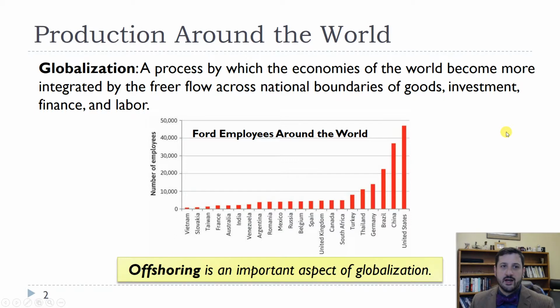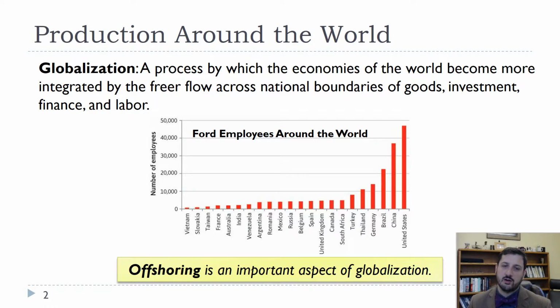So if we look at globalization, what we really mean by globalization is the increase in flow both of goods, right? So trade, investment, so capital, and labor, right? And so labor can flow a number of ways. One way is just immigration, right? So people can move from one country to another, but also production can move to different countries.